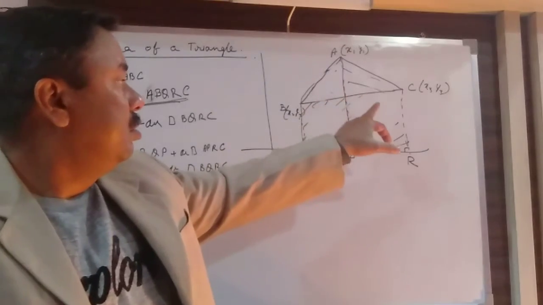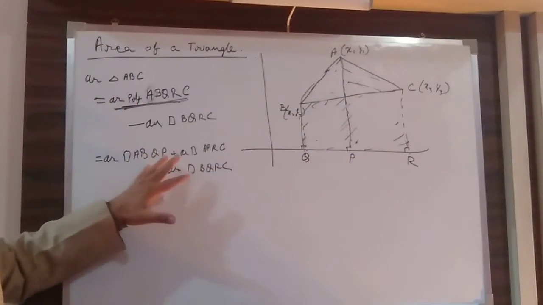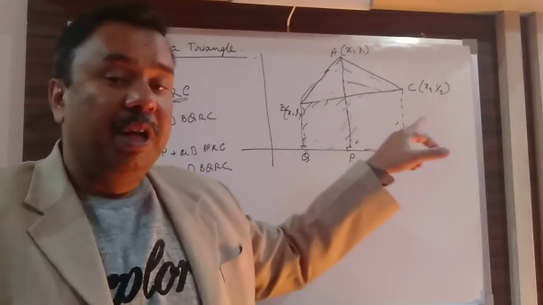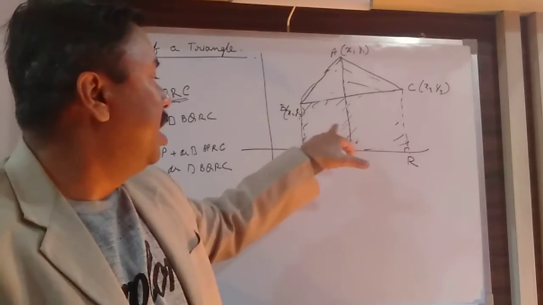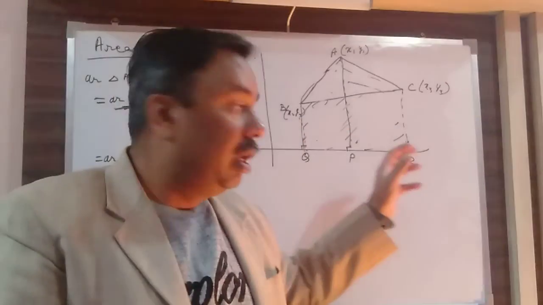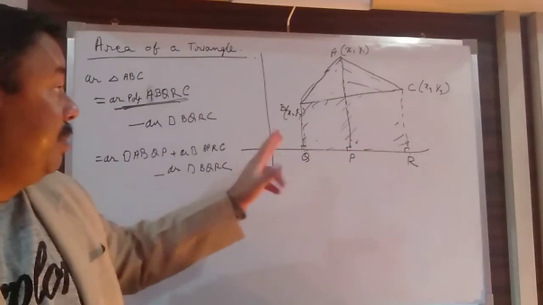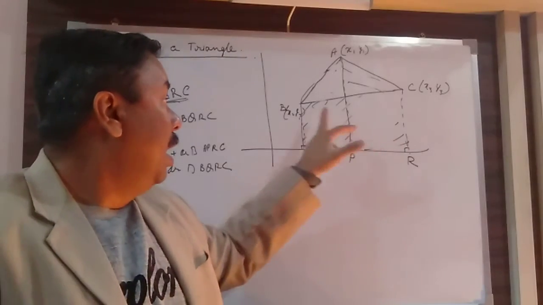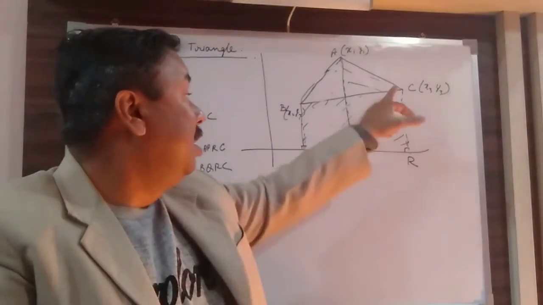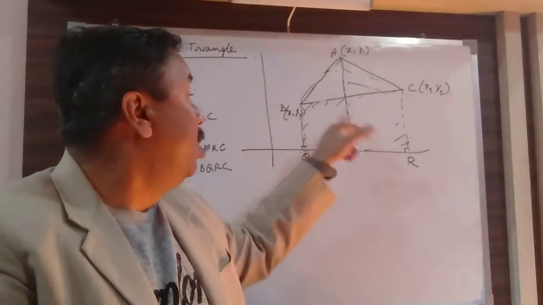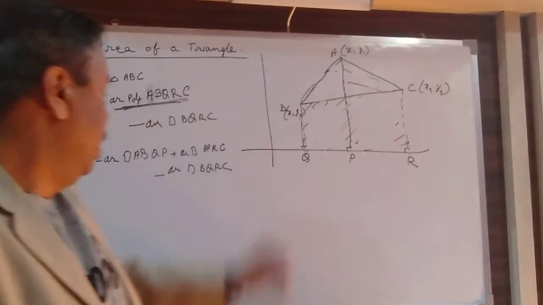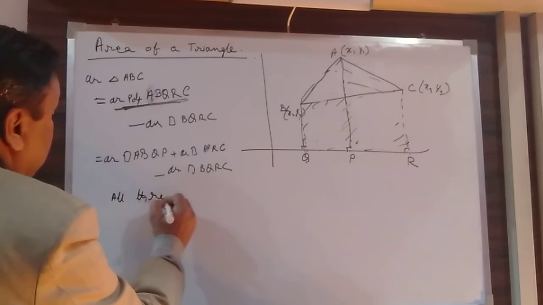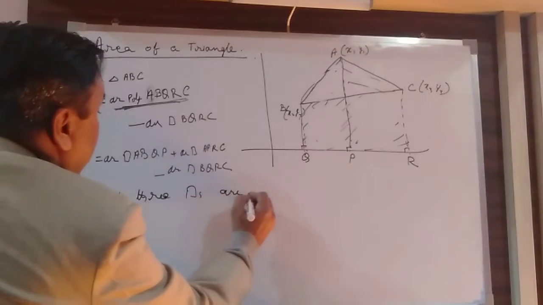Both these parts are what? See, what is ABQP? As I told, all these three perpendiculars are parallel to each other. So in this quadrilateral, two opposite sides are parallel to each other, so it is a trapezium. Similarly, APRC is also a trapezium. And BQRC is also a trapezium because BQ will be parallel to CR. So all three quadrilaterals are trapeziums.